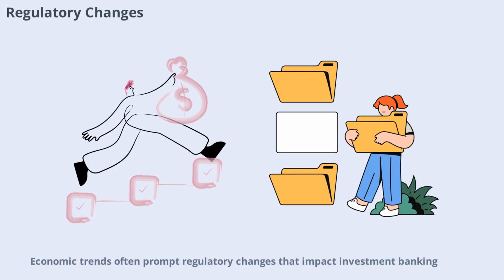Economic trends often prompt regulatory changes that impact investment banking. For example, financial crises may lead to stricter oversight and new compliance requirements. Investment banks must stay informed about evolving regulations to avoid penalties and maintain client trust. Adapting to regulatory shifts is an ongoing challenge, but it also presents opportunities for banks to differentiate themselves through robust risk management and compliance practices.